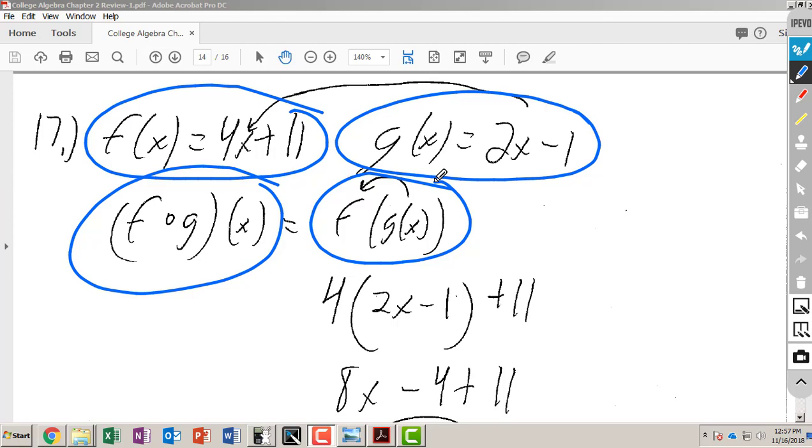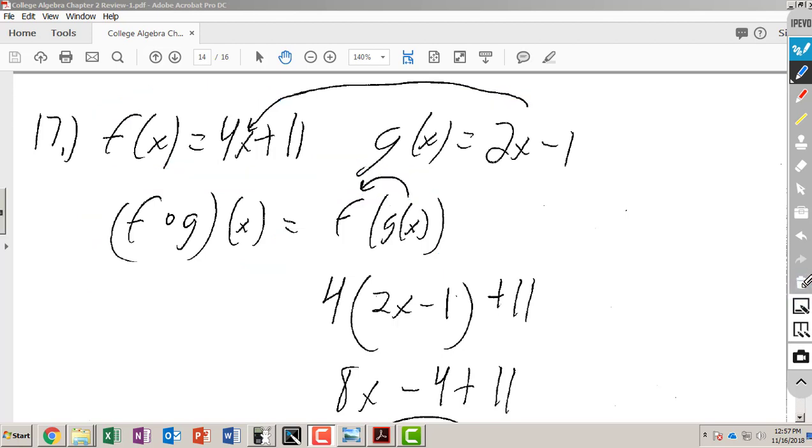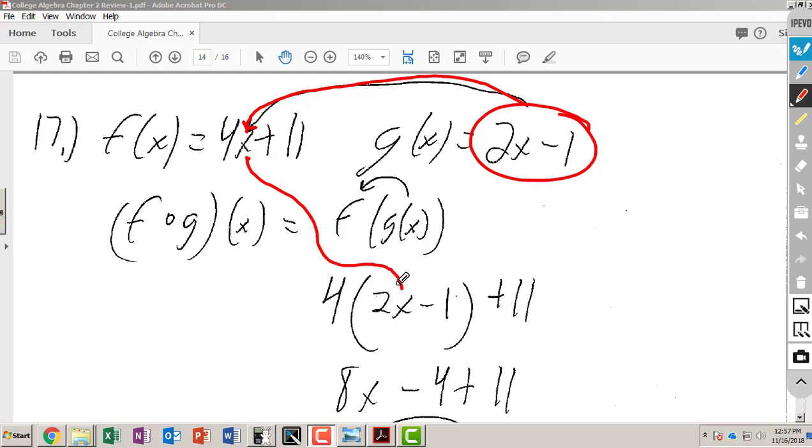Now remember the notation. You always read it from the inside going out. So this means take my equation g and put it in my equation f. So f of g of x, substituting one equation inside of the other. I'm going to take my g equation, which is 2x minus 1, and substitute it into my f equation, which is 4x plus 11. The x gets replaced by 2x minus 1, so you're left with 4 times 2x minus 1 plus 11.